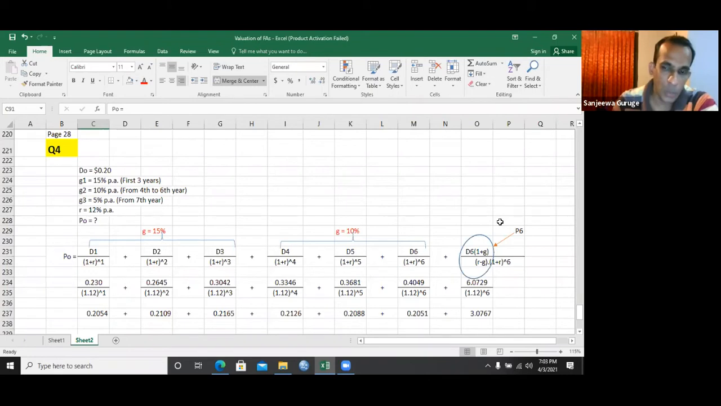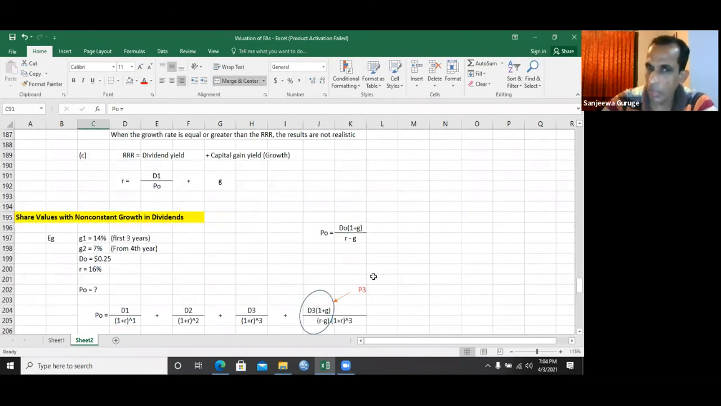So that's why, when the constant growth model starts at any point, the constant growth can start at any point. But when you apply the constant growth model to any particular period, you are getting the price at the beginning of that period. So when the constant growth starts from the first year, you get the price at the beginning of the first year, P0.